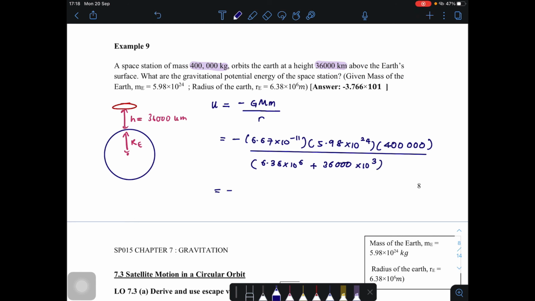So you will get negative 3.76 × 10^12 joule.